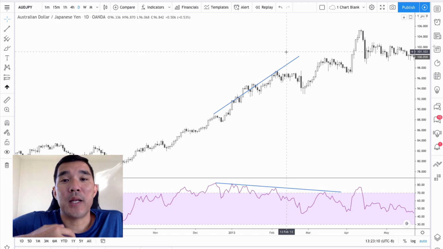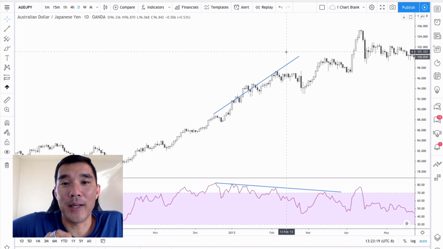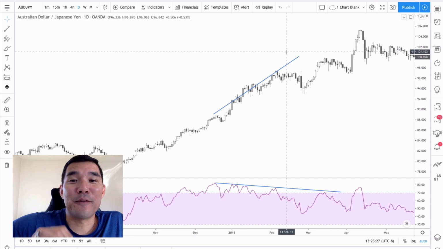Well, number one, you could have something like a 2 strikes rule where you say, okay, I'm going to take only 2 trades on this potential trend. If it is a trend, then I'm going to stop trading when I lose 2 trades. Number 2, you can get better at identifying strong trends.